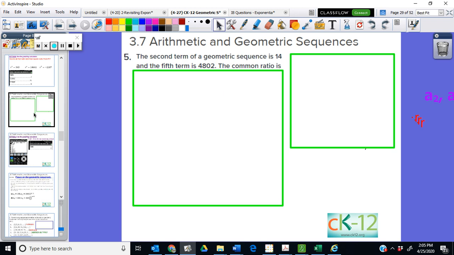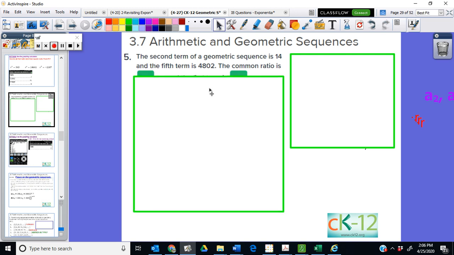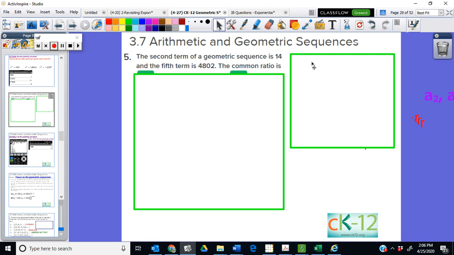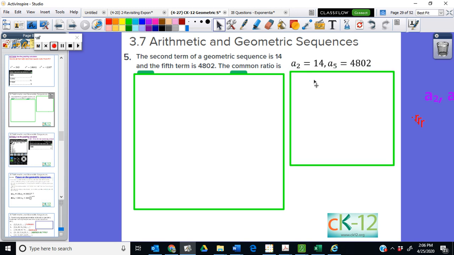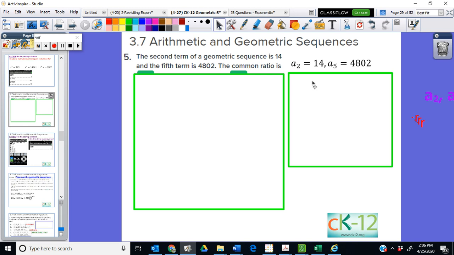Okay, so here's a problem that comes up commonly on IB tests, where you know one of the terms in the sequence and you know another random term in the sequence. And what we have to do is find the common ratio. That's what our goal is. So we know the second and the fifth term. And so how many times do we have to multiply the second term to get the fifth term?